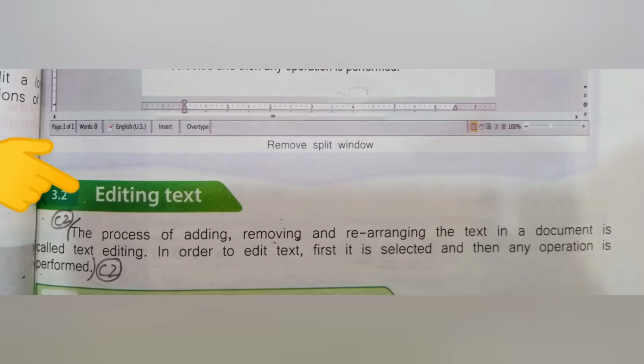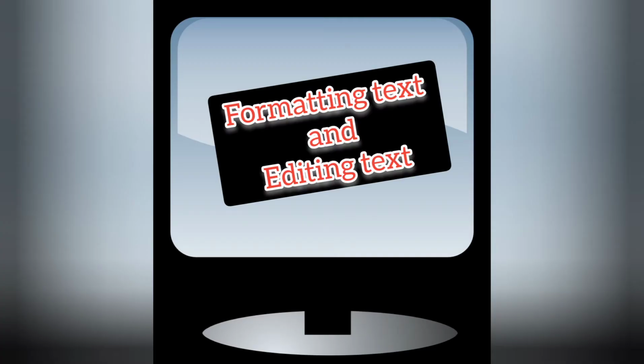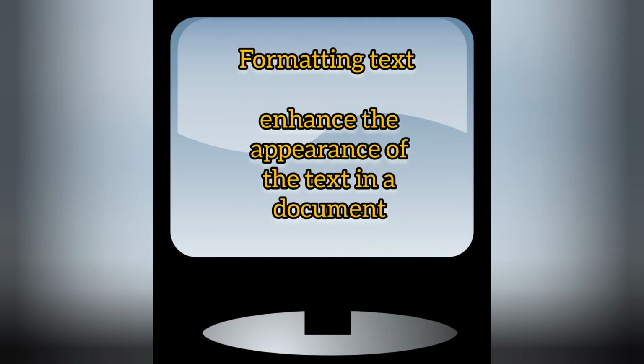Now, students, open the page number 57. After this, you will mark this answer from the process to performed. The process of adding, removing, and rearranging the text in a document is called text editing. In order to edit text, first it is selected and then any operation is performed. Students, now we'll discuss what is the difference between formatting text and editing text.